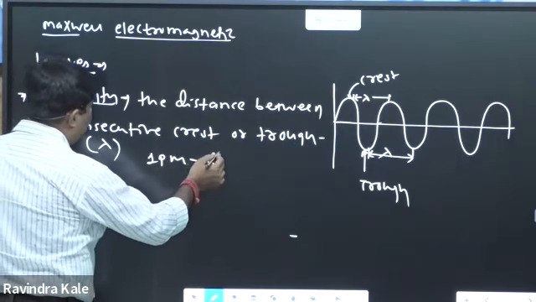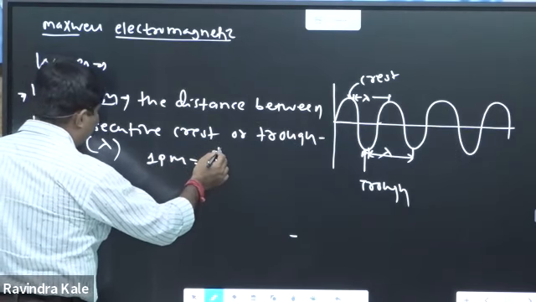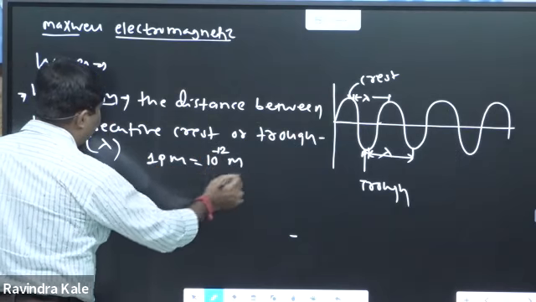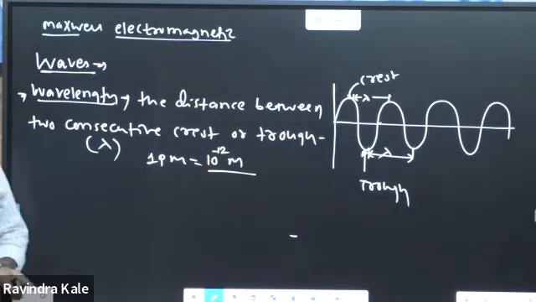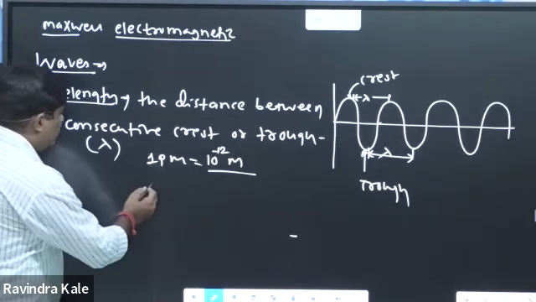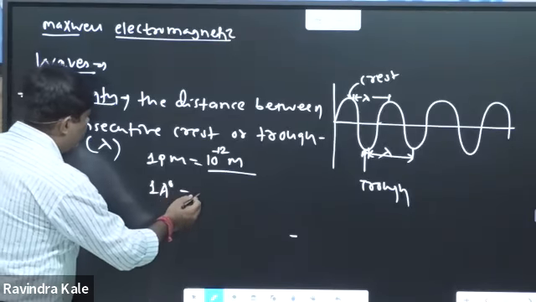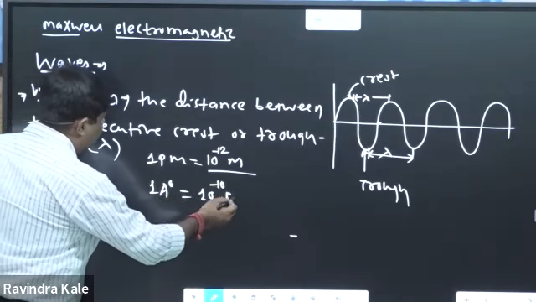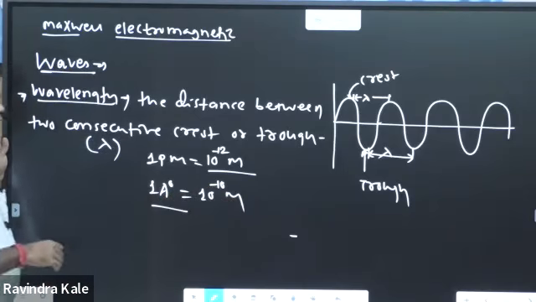10 raised to minus 9, minus 12 meter. Nano means 10 raised to minus 9. Pico means 10 raised to minus 12. And 1 angstrom unit is equal to how many meter? 10 raised to minus 10 meter. So this is the unit of wavelength.